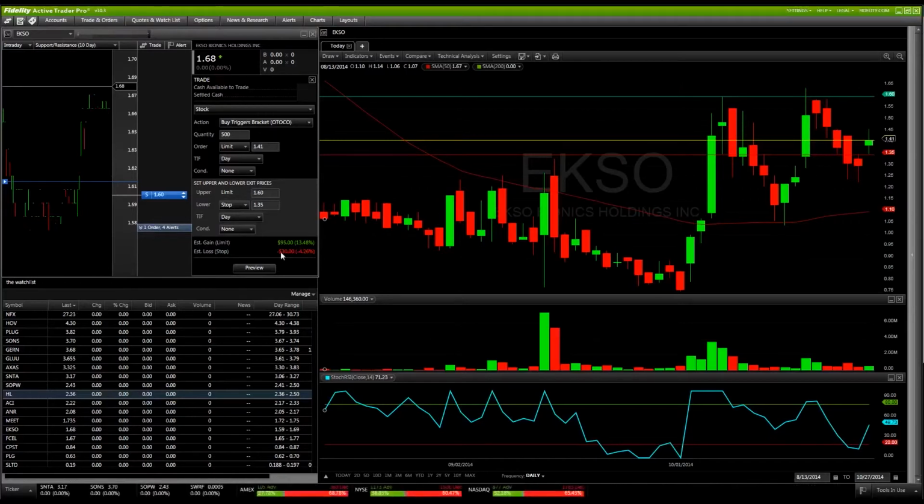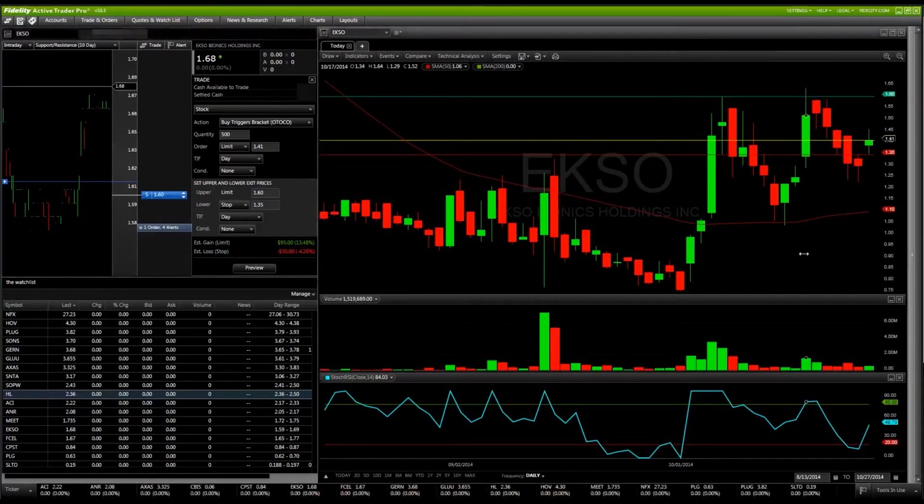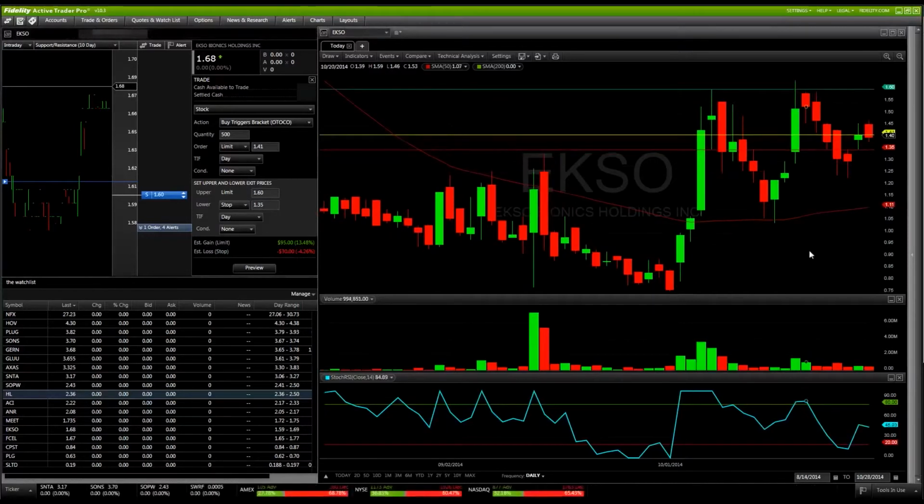Alright, now we're going to see how this trade played out and how we managed our stop loss and risk through the trade. So next day, you see we get a red candle here. We put a higher low, so that's always good. We put a higher high, so that's always good.